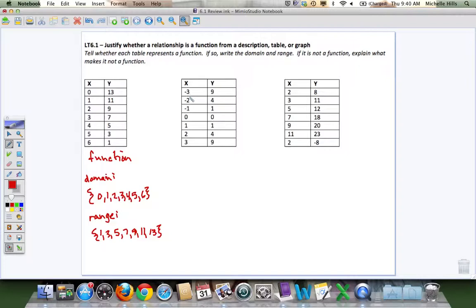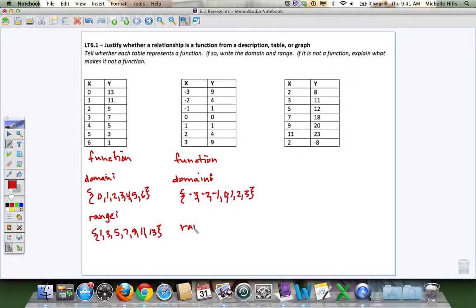This one, I notice, again, there's no x value that repeats, so there's no way the same x could map to two different y's. So this one is also a function. The domain is the x values in order in set notation. So the domain is already in order: -3, -2, -1, 0, 1, 2, 3.